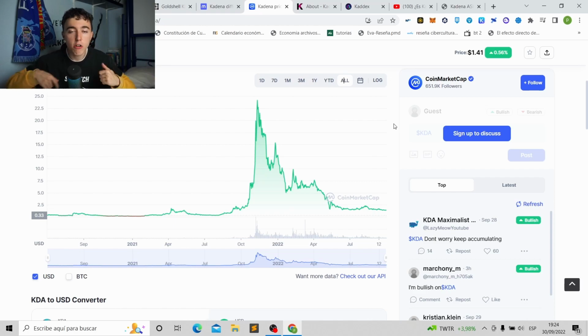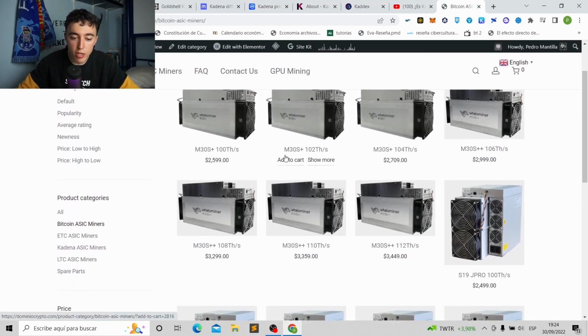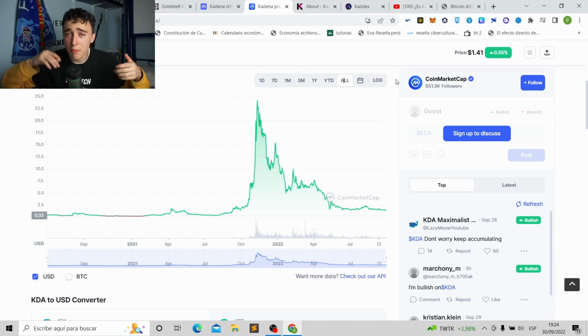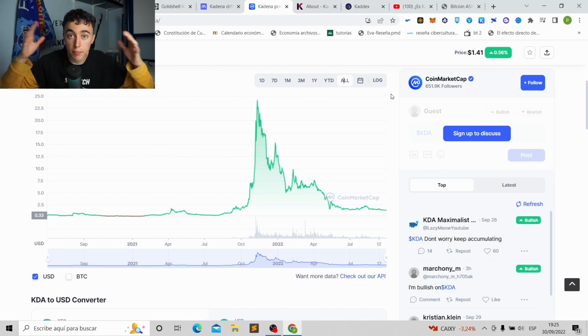If you buy any Bitcoin ASIC, anyone you want, for example the MS Plus of 100 terahash, you know that Bitcoin is going to keep being there. You know that the price of Bitcoin may go down, but in the future it sounds like it's going to do good. Kadena probably will do good too. We don't know if it will go as high as last time, at the maximum price they got, because it was crazy. But for sure it will do well, in my opinion. But it's much more risky. So that's the first thing you have to take into account.